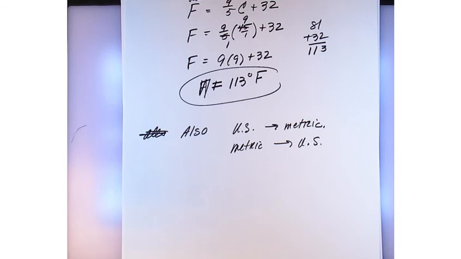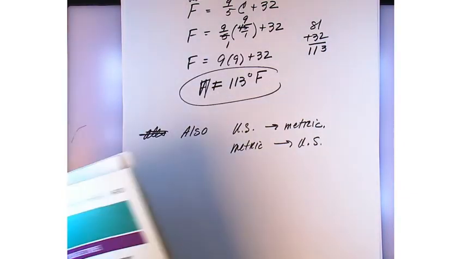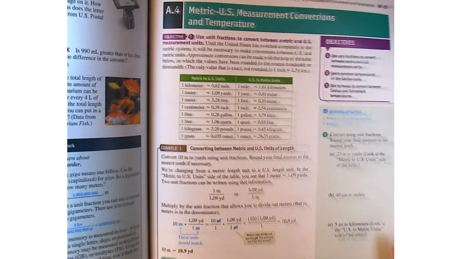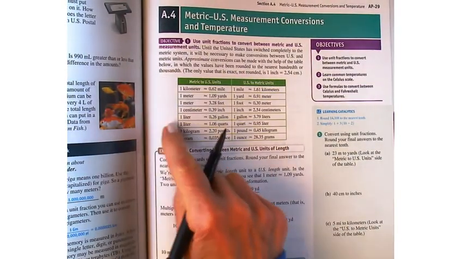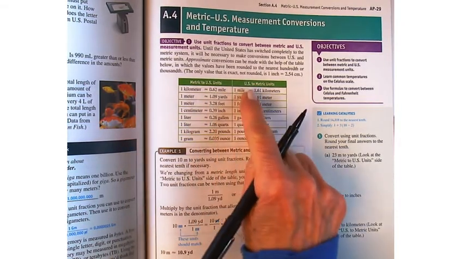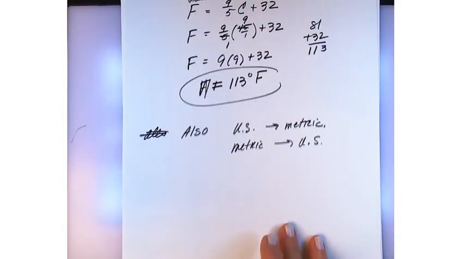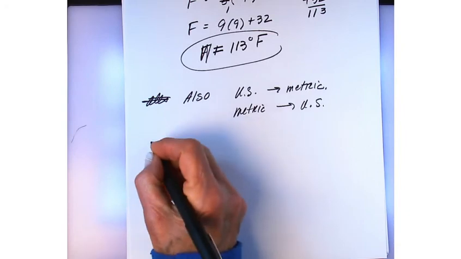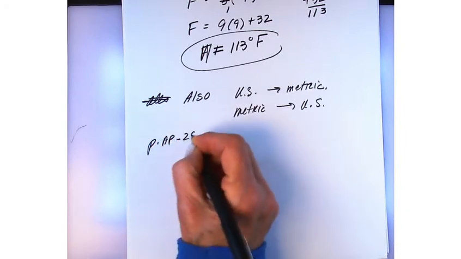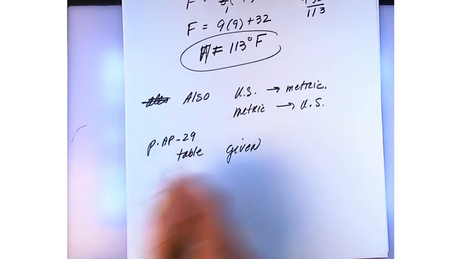Let's look in the book. He should be giving us the conversion table. So this is what I would have to give you on the exam, is I have to give you this table right here, and this is metric to US, and this is US to metric. Okay, it's nothing you would memorize at all. So page AP 29 table would be given. That would be given. Okay?